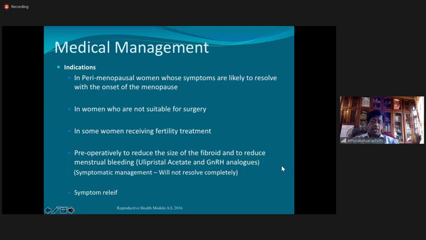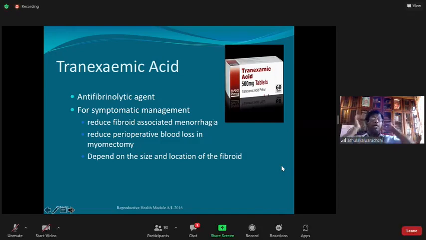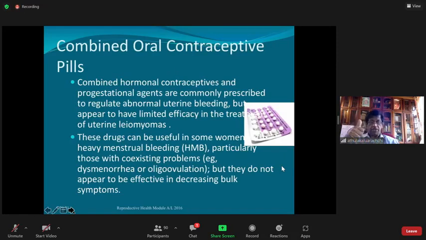And then the drugs that you use. The most common troublesome symptom that patients have with fibroids is heavy periods, and you need to give medicines to reduce the flow. So one of the drugs you can use is antifibrinolytic agents like tranexamic acid. Then you can use danazol. You can use the combined oral contraceptive pill.